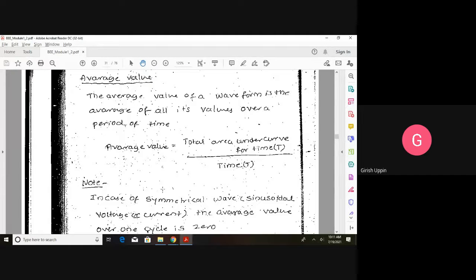The second way is finding the total area under the curve. So we have the sine waveform. We can find the total area under the curve for time T and divide by that particular time T. That is how we get the average value.